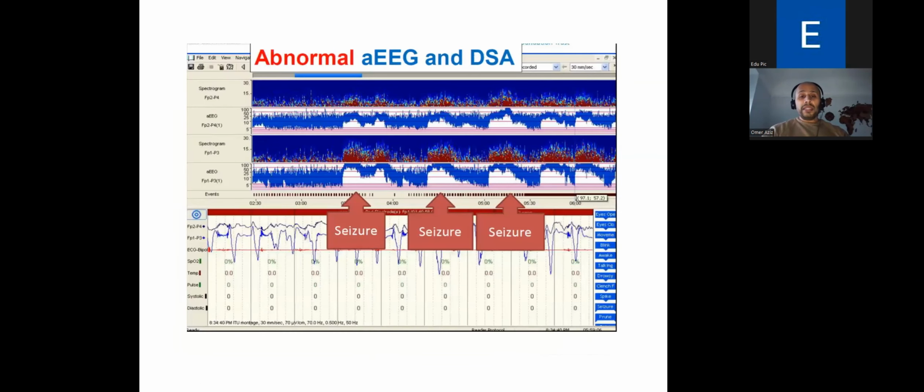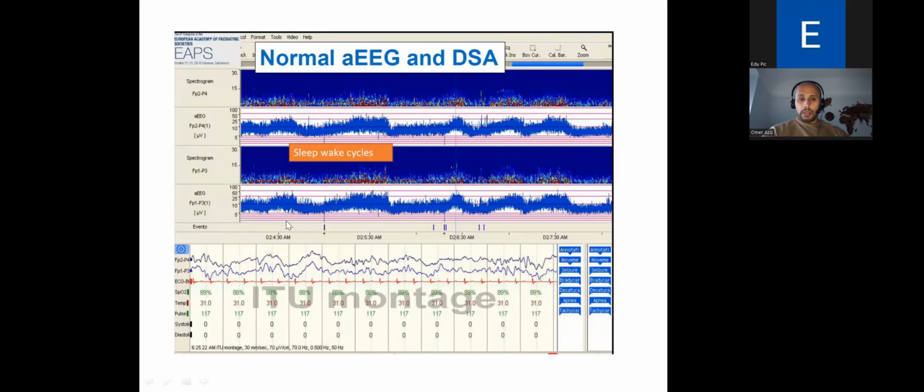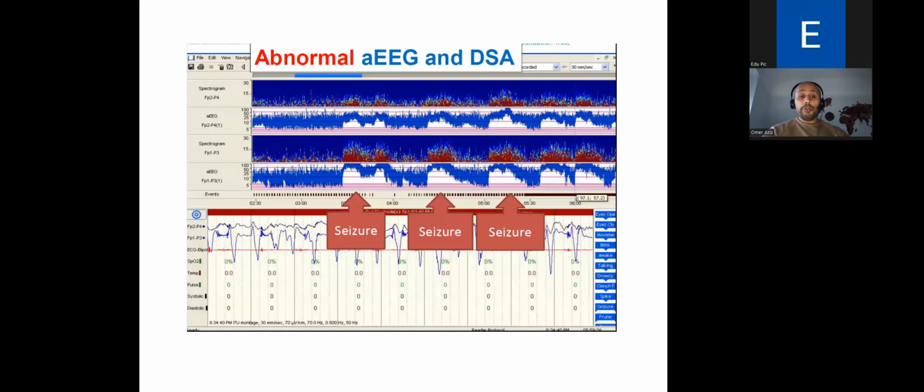Whereas here, you'll probably be able to appreciate there's a sudden rise in the baseline, and that represents that the size of the waves has massively increased. If you look at the red, the DSA, there's a sudden rise in red. So not only have they gone faster, but they've also increased in amplitude. And if you scroll to that particular area, you see in the raw EEG, which is at the bottom, this rhythmical activity. That would be indicative of seizures.